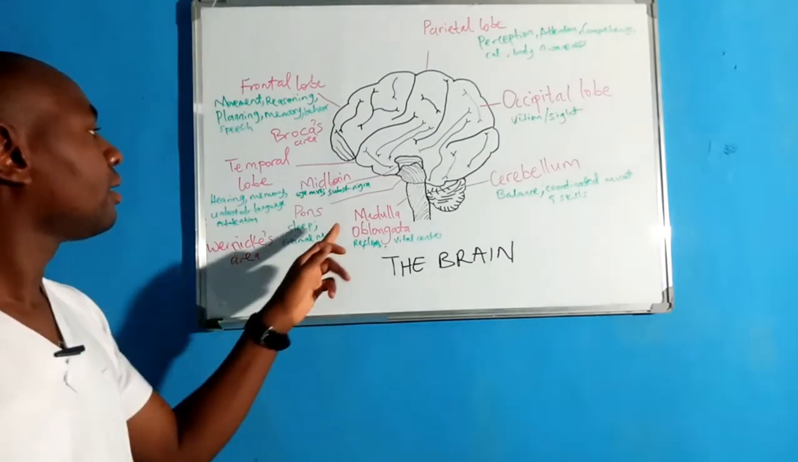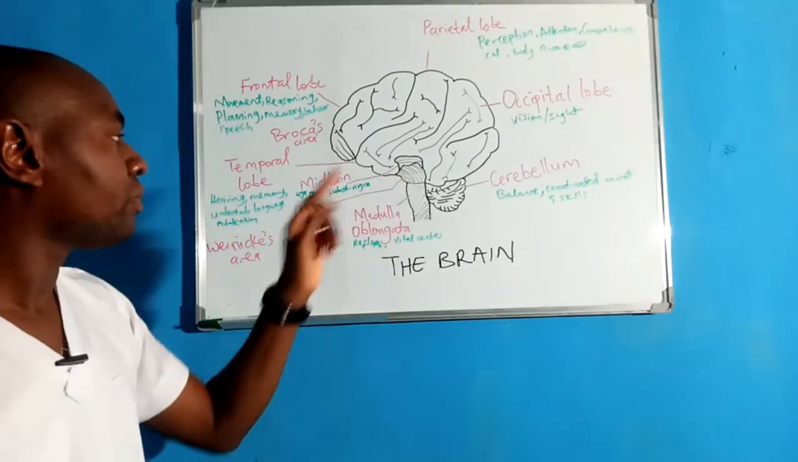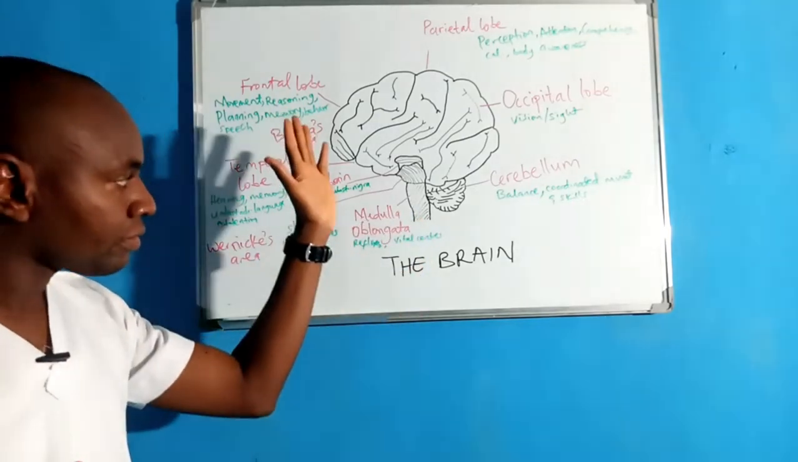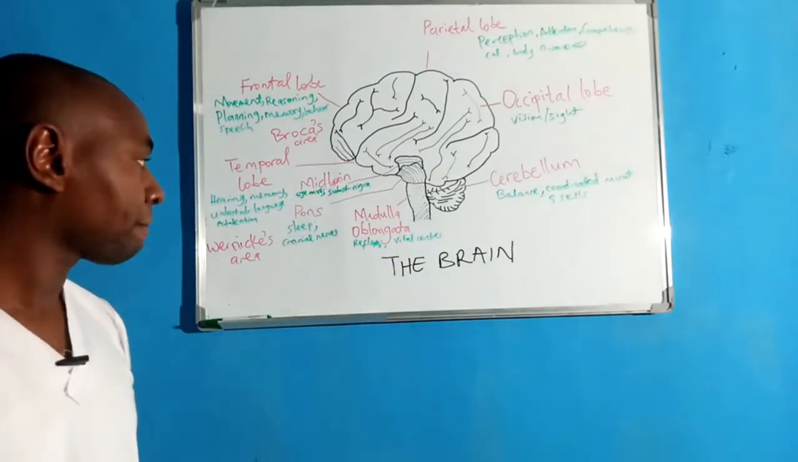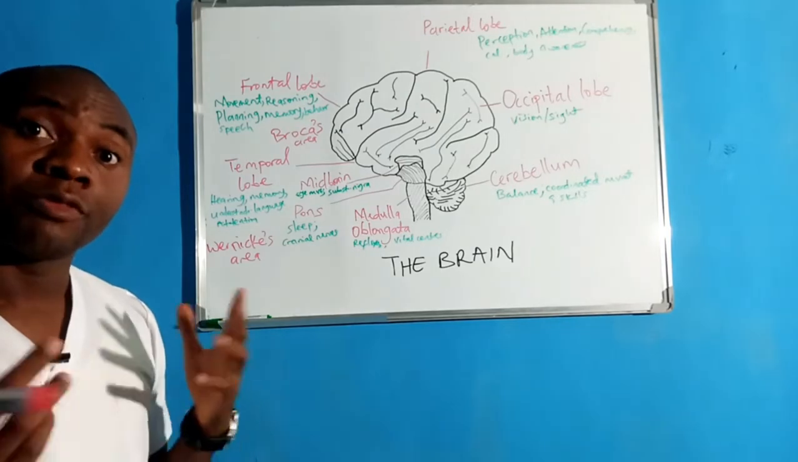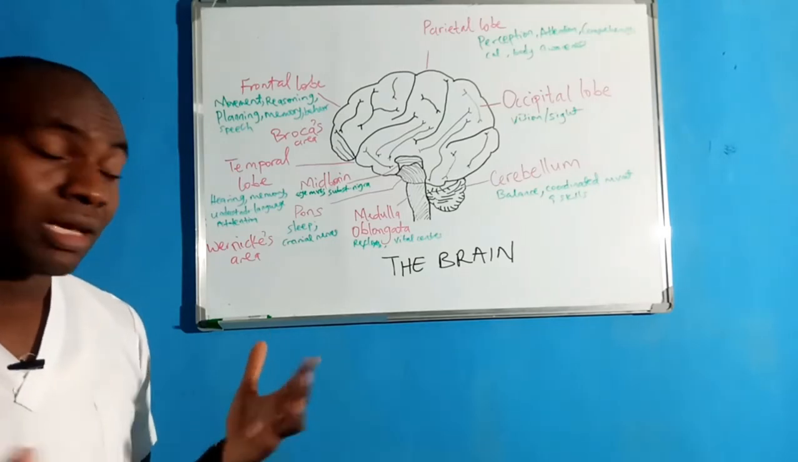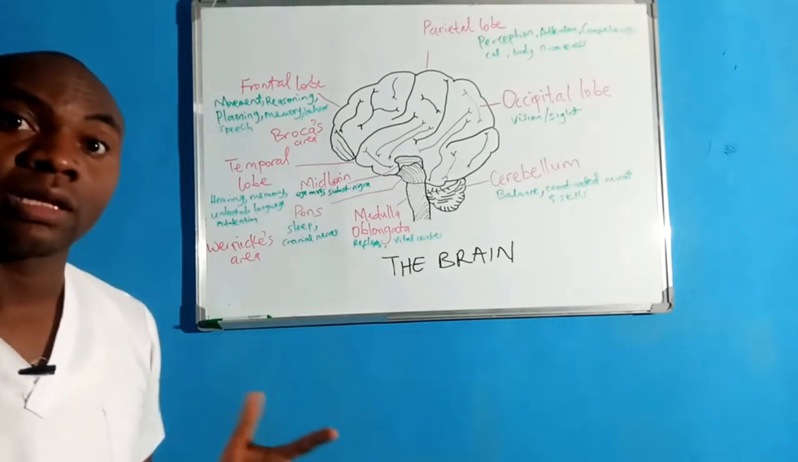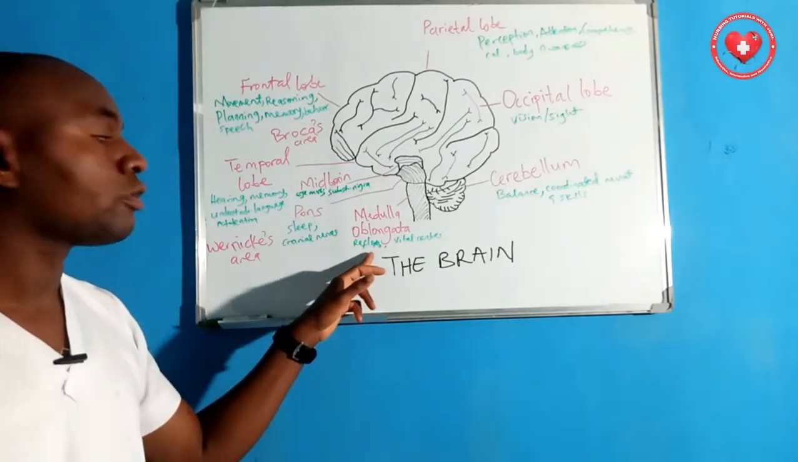Then the last is the medulla oblongata. The medulla oblongata is located just beneath the pons and it continues into the spinal cord. So the connection between the brain and the spinal cord is mediated by the medulla oblongata. Now, what are the functions of the medulla oblongata? We have control of reflexes. For example, coughing, sneezing, vomiting. These are reflexes, things you just do abruptly. The body helps you expel things, maybe foreign organisms that are not supposed to be there. So the medulla oblongata controls reflexes.